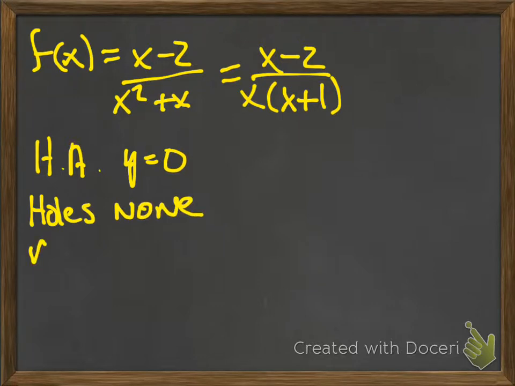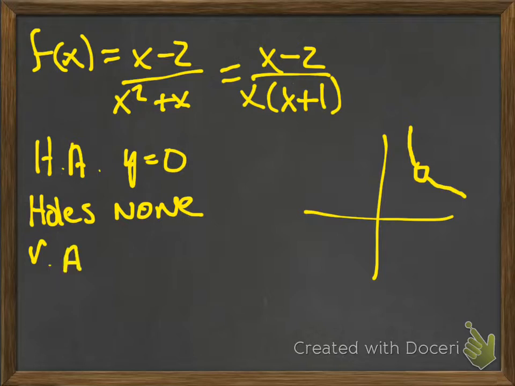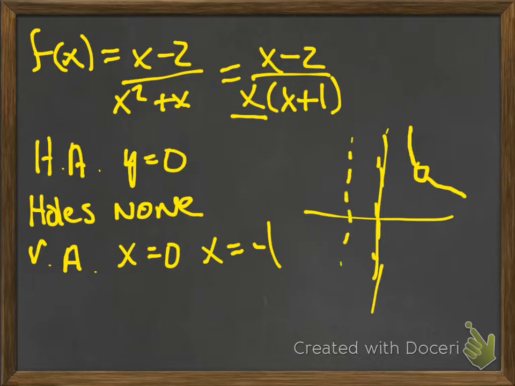What that means is, if you look at the graph, if you have a hole, it's like it skips a very small space, and you probably won't even see it on the calculator, but that's what we mean by hole. Vertical asymptotes: there are actually 2 here, because one factor gives x equals 0, and the other factor gives x equals negative 1. So there are going to be two vertical asymptotes, one at 0 and one at negative 1. And then finally the zero is at x equals 2.